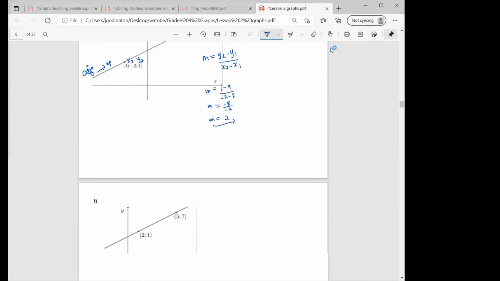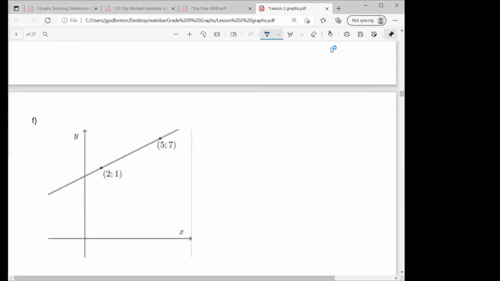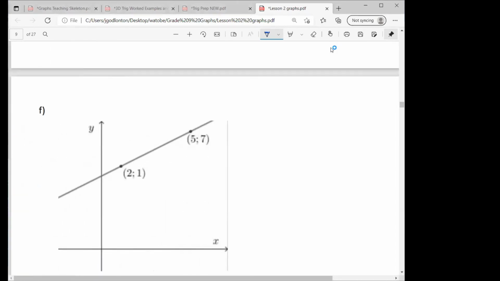Ma'am, which one is A and which one is B? Oh goodness, my whole screen went away. It doesn't matter, you can choose. It will work both ways. So if you wanted to make that x1 and y1 and x2, y2, you could, or you could flip them around. Doesn't matter.